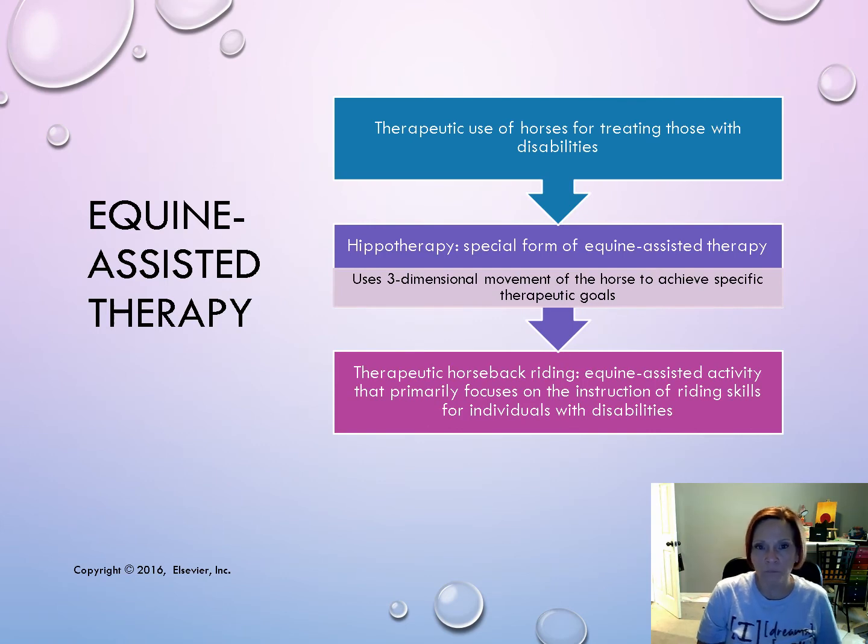Equine-assisted therapy is the therapeutic use of horses for treating those with disabilities. Hippotherapy is a special form of equine-assisted therapy. It uses the three-dimensional movement of the horse to achieve specific therapeutic goals. Therapeutic horseback riding would be an equine-assisted activity that primarily focuses on the instruction of riding skills for individuals with disabilities. So there's a difference between therapeutic horseback riding and hippotherapy.